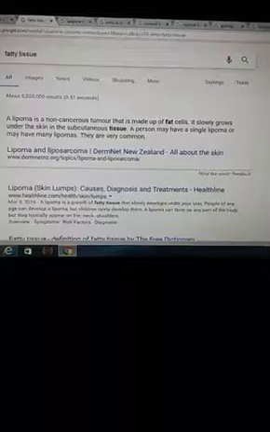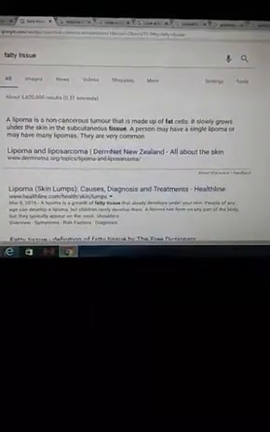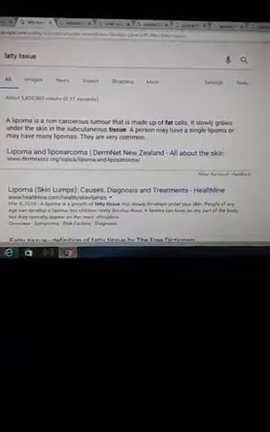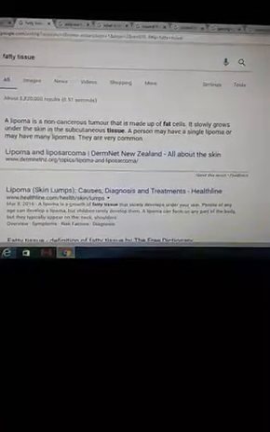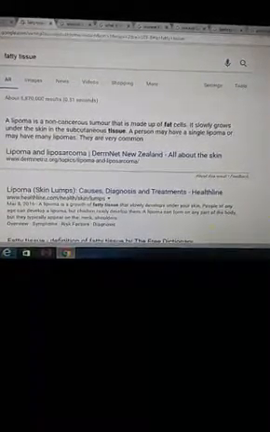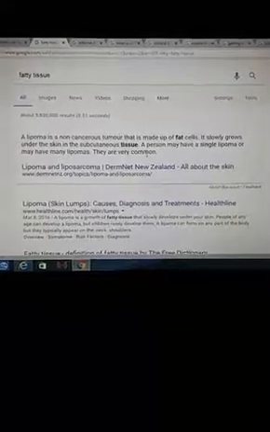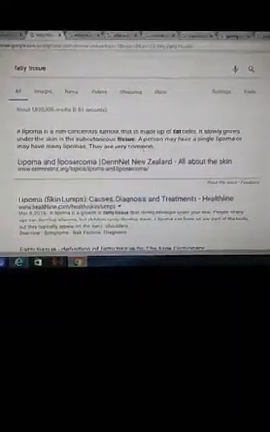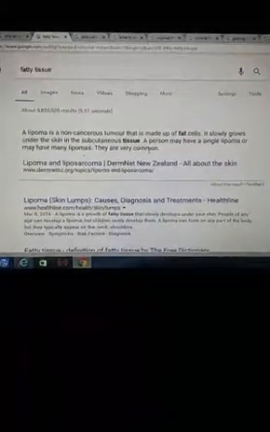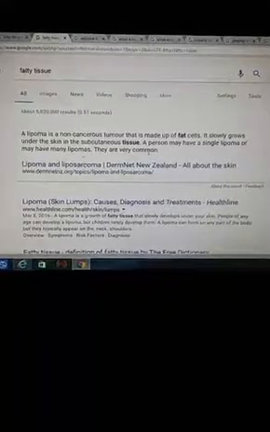When I type in fatty tissue, look what comes up. A lipoma is a non-cancerous tumor that is made up of fat cells. It slowly grows under the skin in a subcutaneous tissue. A person may have a single lipoma or may have many lipomas. They are very common. Well, we don't want to say they very common because we don't want no fatty tissue ganging up in one area, non-cancerous, all in one area, making fat. We don't need that, right? All right. Well, let's keep going so we can educate.